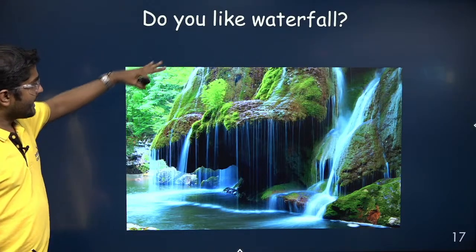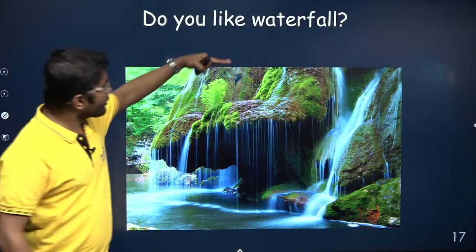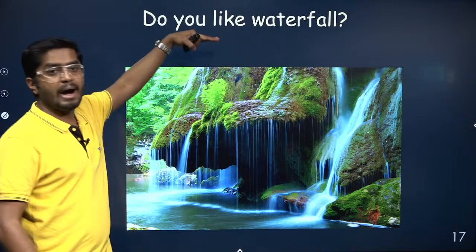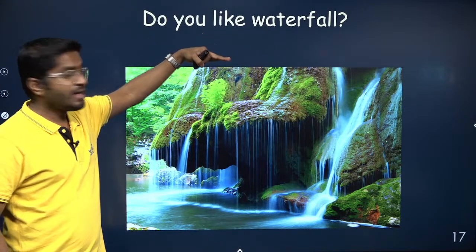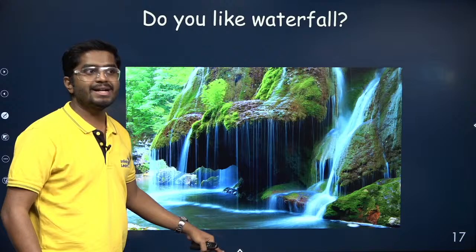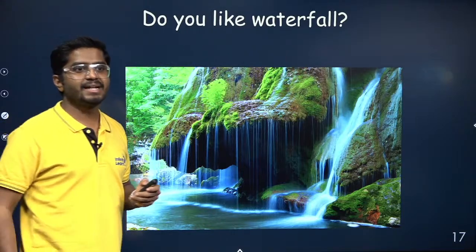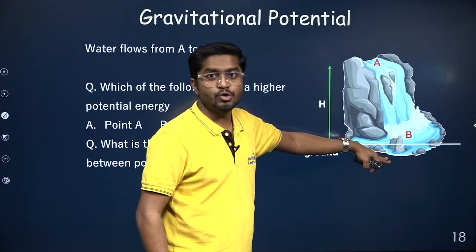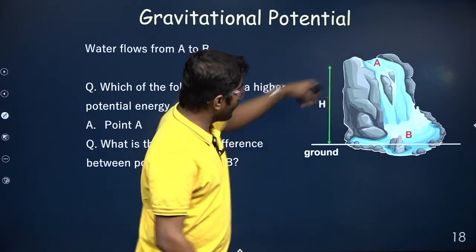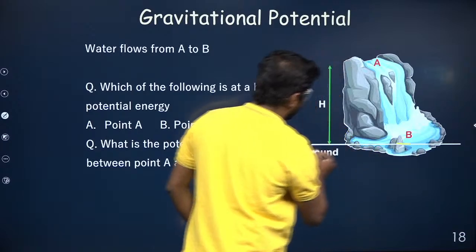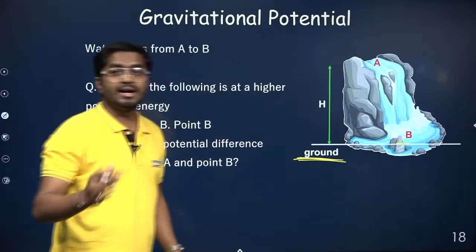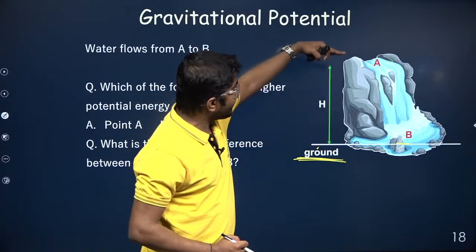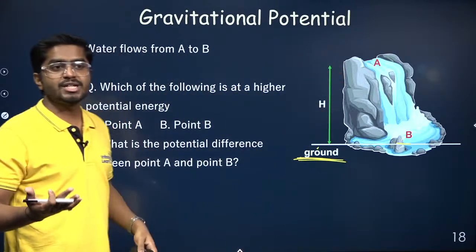Now if you look at a waterfall, water always comes from top to bottom. It doesn't go from bottom to up. Do you know the reason behind it? Why does water always come down? Why doesn't it go up? You see here, there is a waterfall. Water comes from point A to point B, correct? If I define point B as my ground, you have learned gravitational potential energy. There is a ground level. So at A, will it be at a higher potential or lower potential?